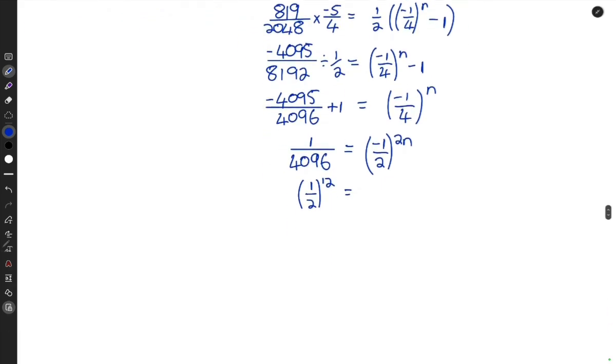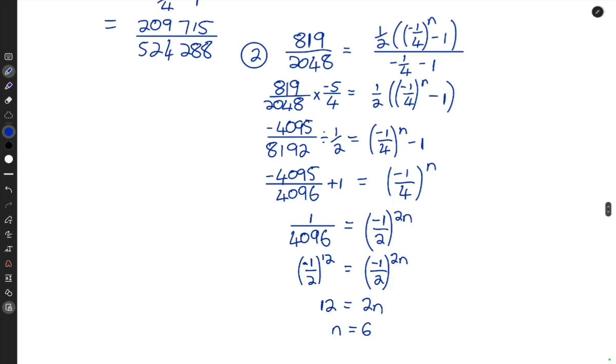But because the right-hand side had a minus, I am just going to put a minus in the left-hand bracket as well. Okay, because the exponents are all even, the minus really does not matter. It will cancel out because an even exponent cancels out the minus. So now the bases are the same. I can drop the bases, and therefore n would be equal to 6. Perfect. That is the entire question 2.